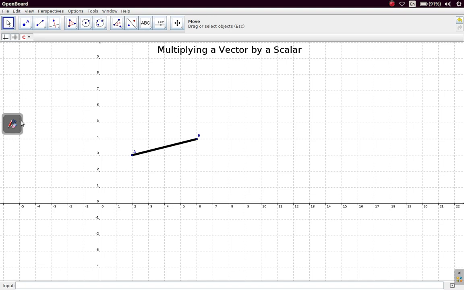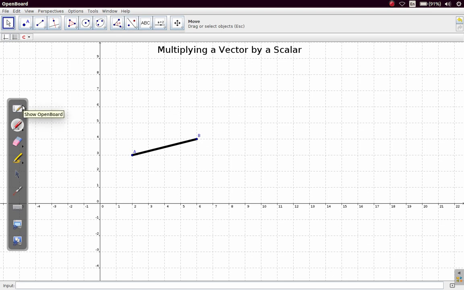Suppose now I say I want vector AB to be multiplied by 2. Right? Vector AB is to be multiplied by 2. So I have 2AB. What would I get? Let's see exactly what we would get. First of all, remember the vector is acting from A to B like that.